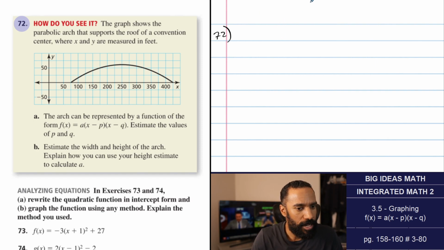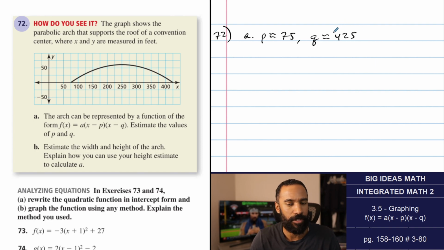The arch can be represented by a function of the form here. Estimate the values of p and q. Okay, so p is probably exactly 75, and q, it doesn't matter which one's which, is about 425. Those are scaled by 25s on those things, apparently. Estimate the width and height of the arch. Explain how you can use your height estimate to calculate A.